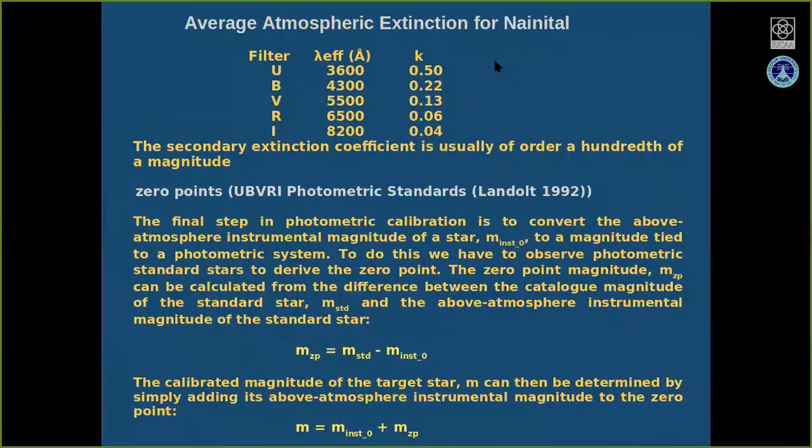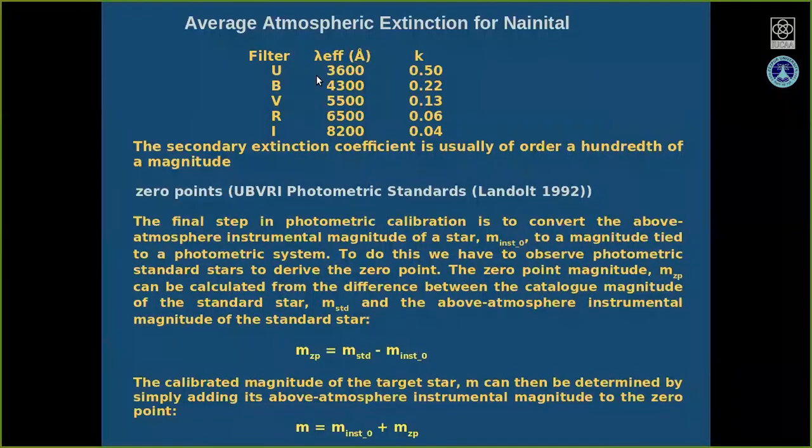Now you see, this is the average extinction coefficient for Natal sky. These are your filters, U, V, R, I. All of you already know UVRI. These are the Johnson standard broadband filters, and this is the effective wavelength, right? And this is nothing but your extinction coefficient. Your extinction coefficient is a function of wavelength.